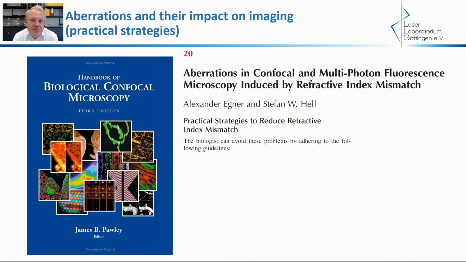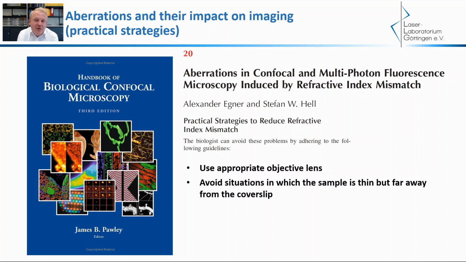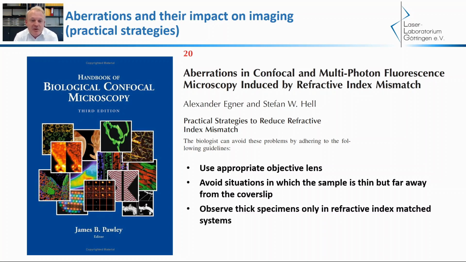Therefore, we also formulated in this chapter practical strategies which can help to reduce refractive index mismatch and therefore to reduce aberrations and get the best performance out of the microscope. Those strategies were to use appropriate objective lenses, to avoid situations in which the sample is thin but far away from the cover slip, and to observe fixed specimens only in refractive index matched systems, which is of course very difficult to do when one deals with living cells or living samples.